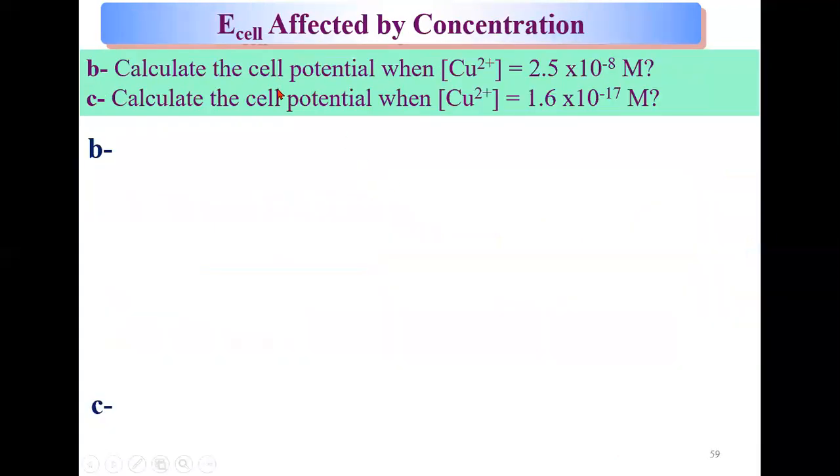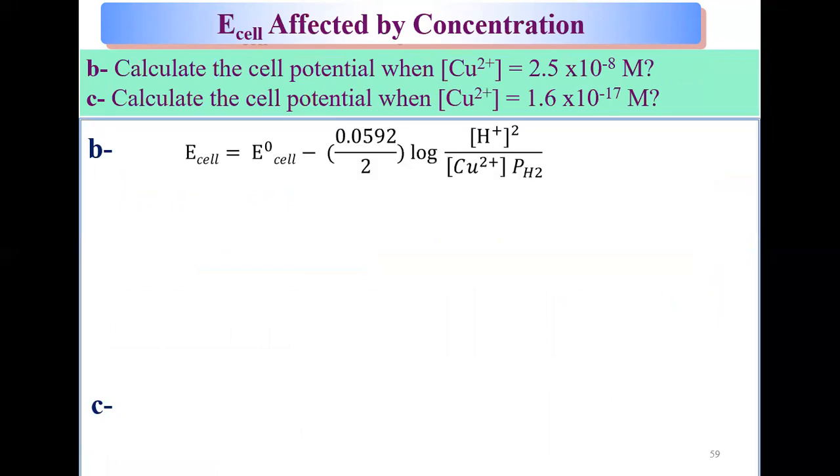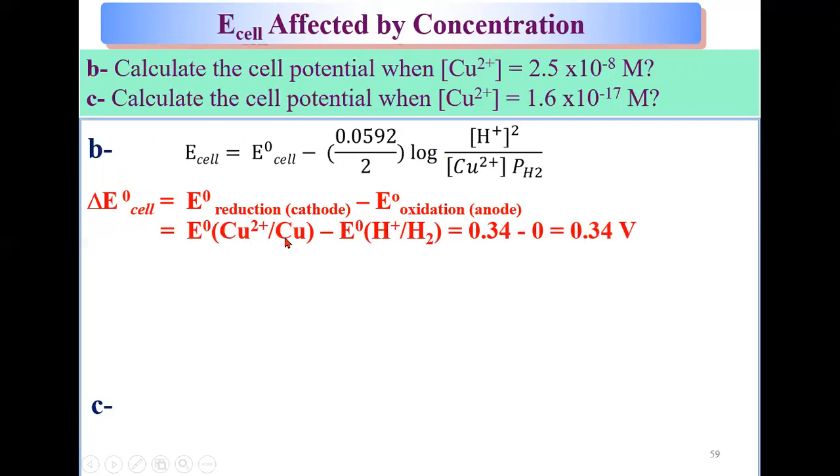The next question is to calculate the potential when copper 2+ is equal to 2.5 times 10 to the minus 8. So when the copper 2+ is that concentration, I'm simply going to use the Nernst equation for the overall cell. And like I said, you can get this E cell as well from E of the copper minus E of the hydrogen electrode. The E naught of the cell is E naught reduction minus E naught oxidation, which is the E naught of the copper minus E naught of the hydrogen, which is simply equal to the E naught of the copper, 0.34.